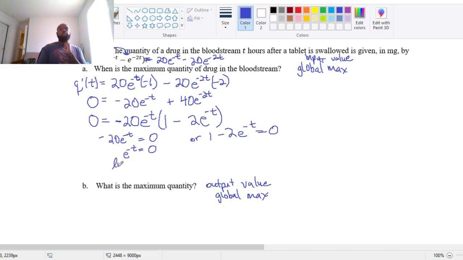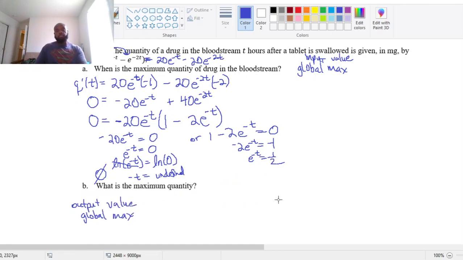Then we take the natural log of both sides. When you do that, you get negative t equals, well, the natural log of 0 is actually undefined. So this equation right here does not have a solution. Its solution set is the empty set. Let's solve this other equation. Let's subtract 1 from both sides, divide both sides by a negative 2. And when we do that, let's get some more space here. We can take the natural log of both sides.